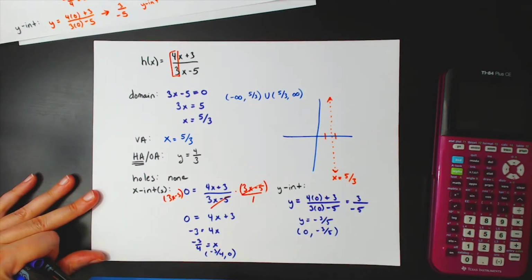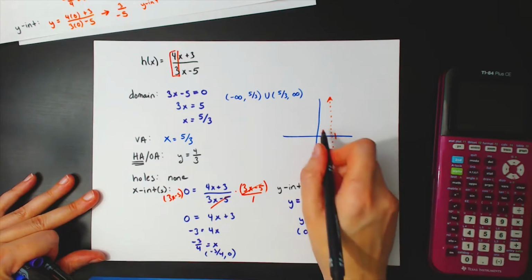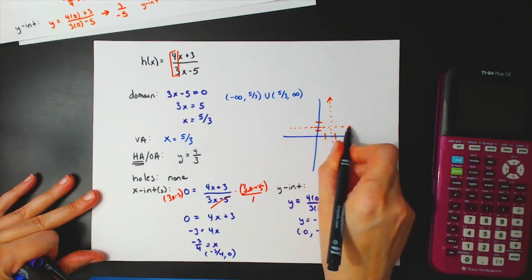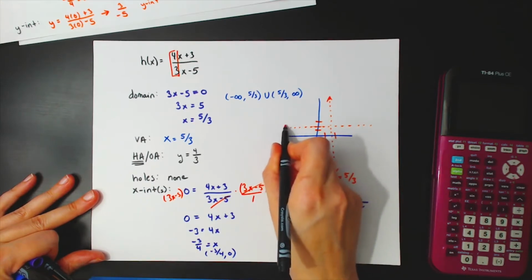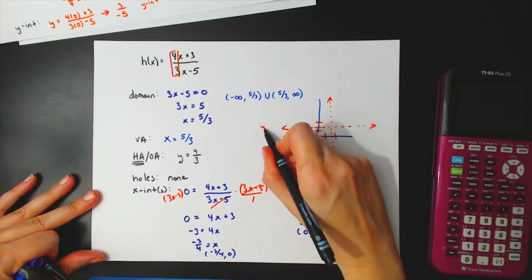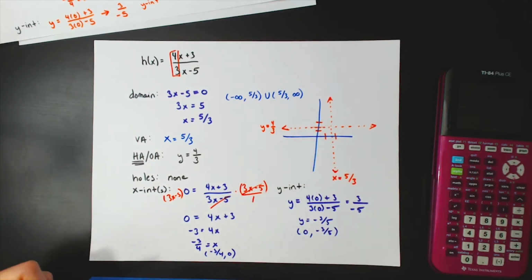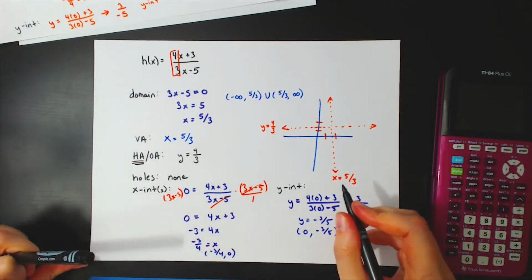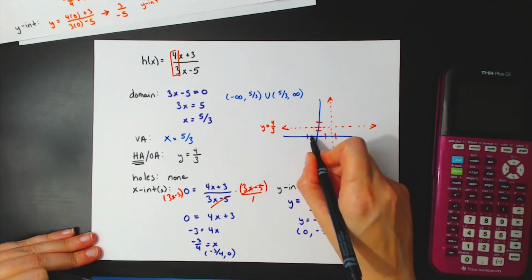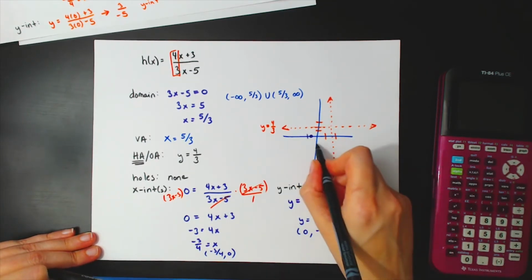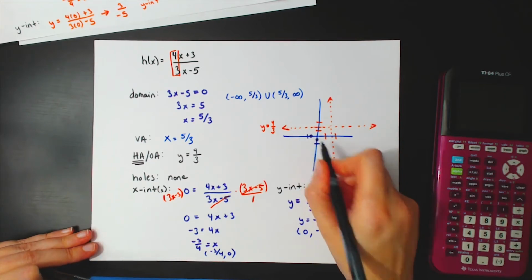And then my horizontal asymptote is at 4/3. So that's between 1 and 2. Closer to 1, we can sketch in that asymptote. And I'll go ahead and label that graph. So y equals 4/3. And then let's plot our points for our intercepts. So -3/4 for an x-intercept is about there. And our y-intercept of -3/5 is about there.